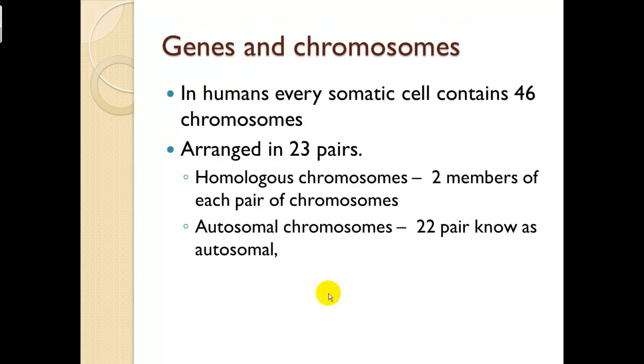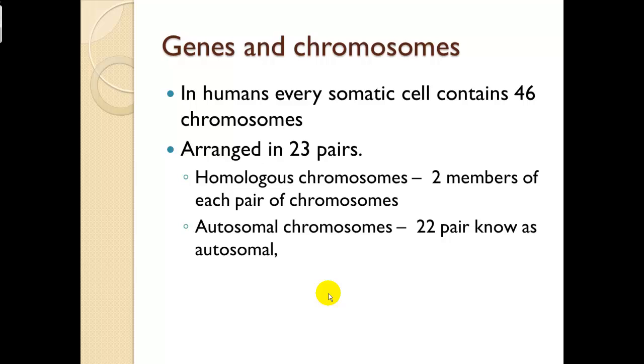Genes and chromosomes. In humans, every somatic cell contains 46 chromosomes, and they're arranged in 23 pairs. We have homologous chromosomes, 2 members of each pair of chromosomes, and autosomal chromosomes, 22 pairs known as autosomal. Homologous chromosomes are chromosomes that are paired during meiosis. They contain 4 chromatids. 1 pair comes from the father and the other from the mother. Homologous chromosomes are the same size, their centromeres are in the same position, and they have the same number of genes arranged in the same order.